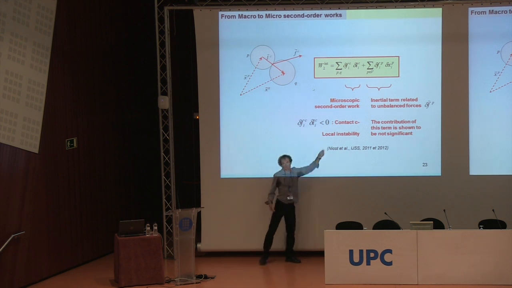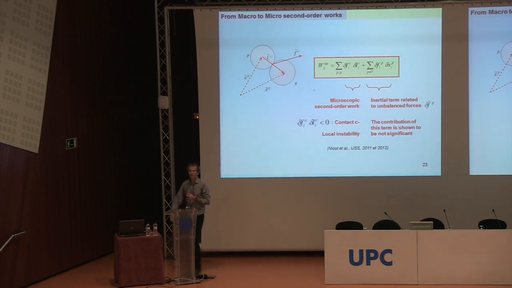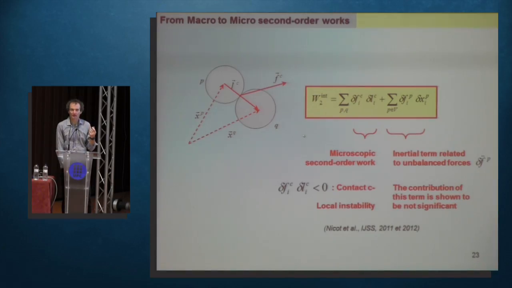This term is the local micromechanical second order work. This is for us an important term because it makes it possible to characterize the stability of the material on the very local scale, just by making the scalar product between the incremental evolution of the contact force and the incremental branch vectors.